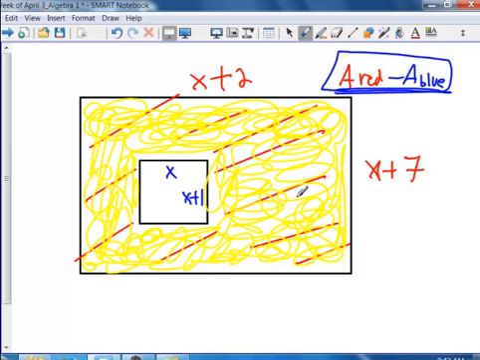So we'll have problems like that. You're going to subtract them. You'll find this area, you'll find this area, and you'll subtract the two.